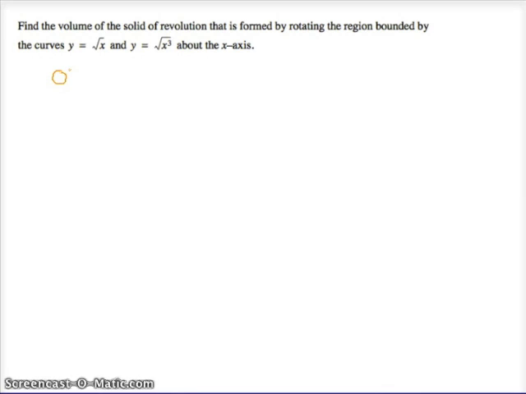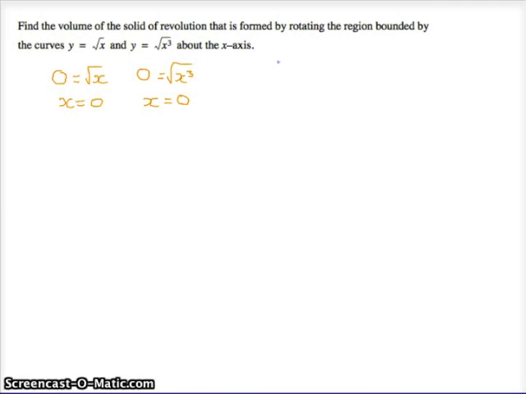So we do that by making 0 equal to square root x, square both sides, and of course we get x is equal to 0. Do the same thing for the second function. 0 is equal to the square root of x cubed. Square both sides, and once again we just end up with x equals 0. So both functions start at 0. That's the only place that they cut the x-axis.